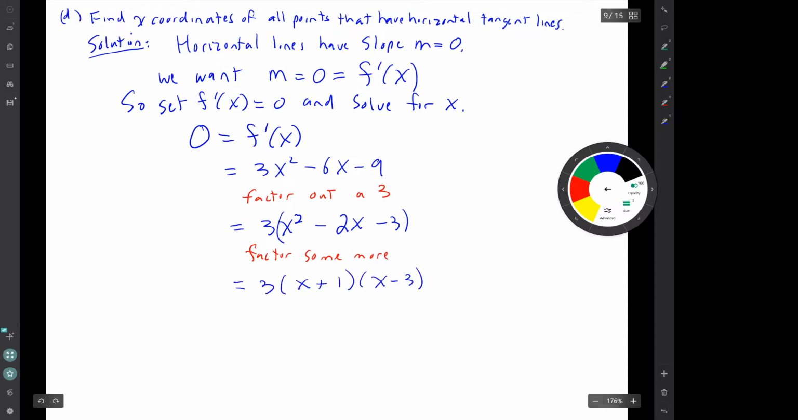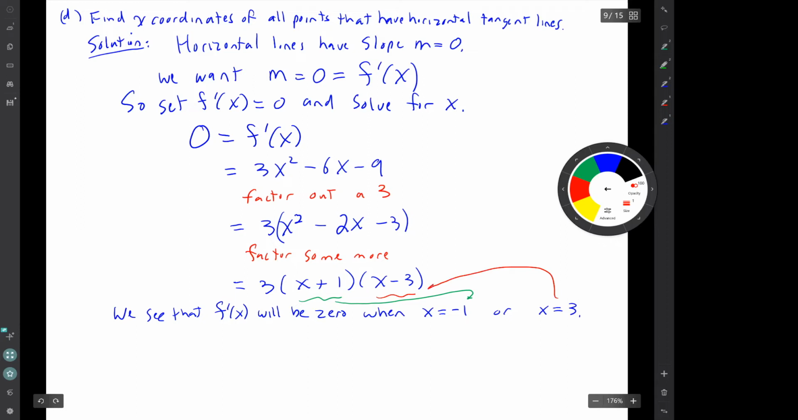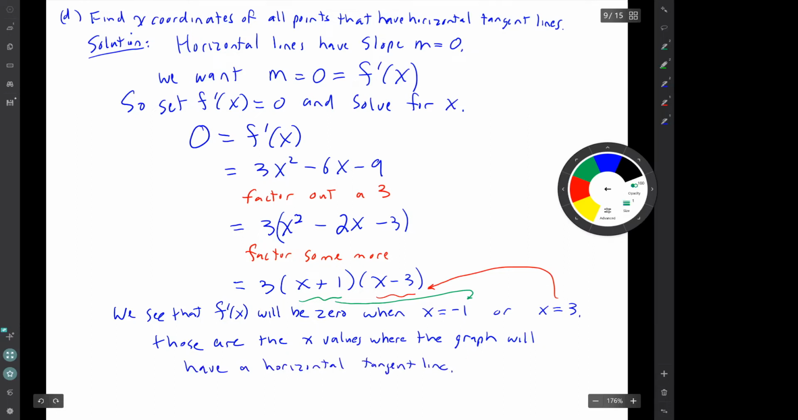We see that these two terms tell us the x-coordinates of the places where f prime will be 0. The x equals -1 corresponds to that left factor, and the x equals 3 corresponds to that right factor. So those are the places where the graph has a horizontal tangent line. So that's the answer to part D.